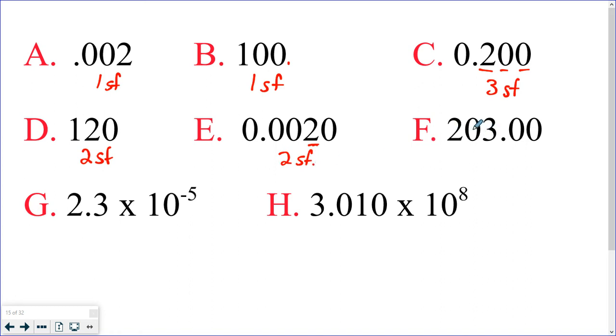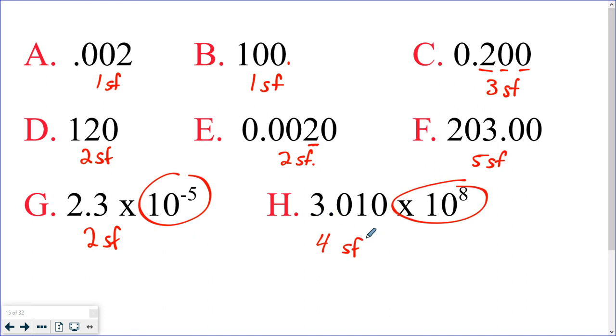This would have 1, 2, 3 sandwiched between. The 0 counts. This is after a decimal, and this is at the end of the number. It's not just spacing a decimal like this. So these zeros count. It's after a decimal, and it's at the end of a number. So this would have 5 significant figures. And this guy right here would have 2 significant figures. You don't count anything with scientific notation here. Just look at the decimal. And this would have 4 significant figures. Again, don't count your scientific notation. Just look at your number with the decimal.